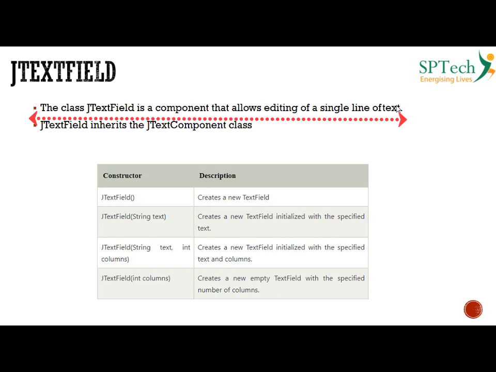In order to add this text field component, you have to inherit the JTextField class from the JTextComponent class. This is evident from the Java Swing hierarchy which I have shown you in the previous session. So in order to add any Java component, we need to have different constructors. Now I have given you the list of constructors here.